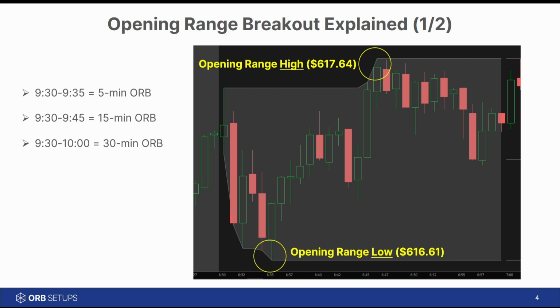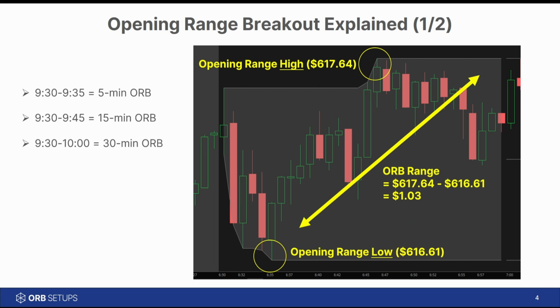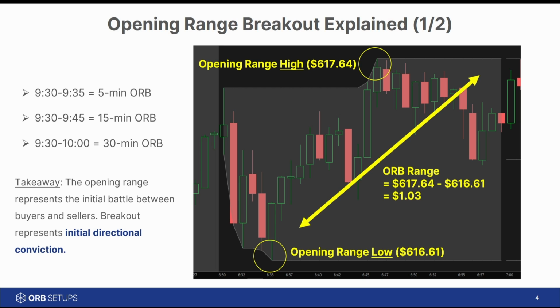Now we do the same thing on the opposite side. So what is the opening range low? In this case, 616.61. Now the difference between the high and the low is what gives us our opening range breakout range. We call this the range value. In this case, the difference was $1.03, and that is the range of this particular 30-minute breakout or 30-minute opening range.